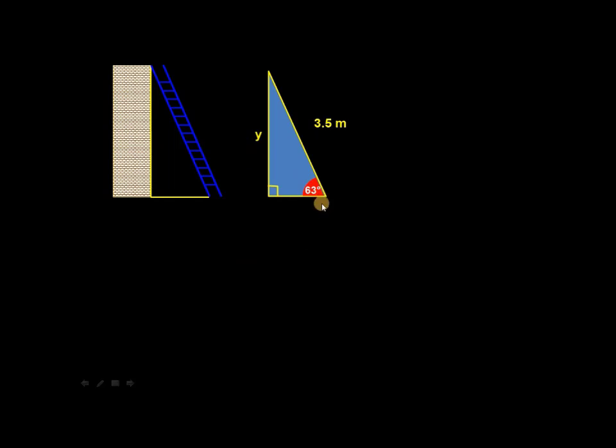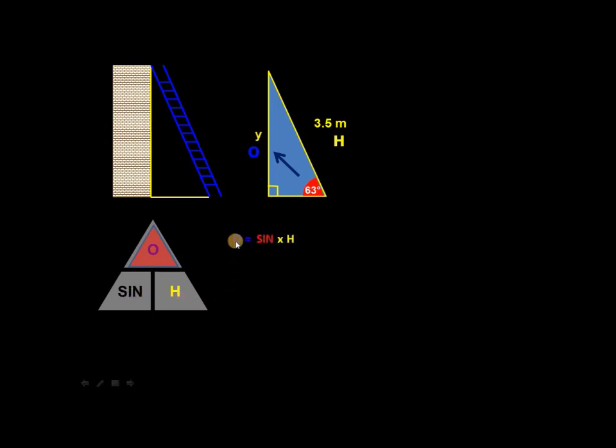This is the angle. If we go opposite, we get y. Y is called the opposite, letter O. This is the longest side, 3.5. It's the hypotenuse, letter H. Opposite and hypotenuse is the sine triangle. We want the opposite, so we cover it. And we can see sine multiply H. Opposite is sine multiply H.